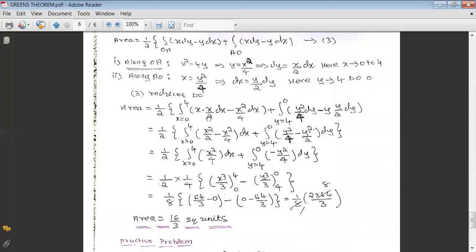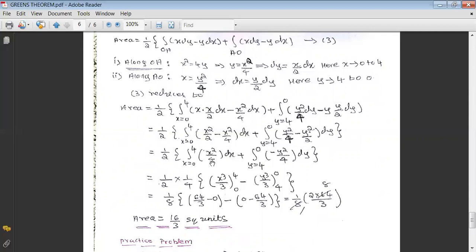That gives you x square by 2 minus x square by 4 into dx. And here y varies from 4 to 0. It is y square by 4 minus y square by 2 into dy. Therefore, simplify this one. This gives you x square by 4, and this gives you minus y square by 4 with respect to y, and here it is with respect to x.